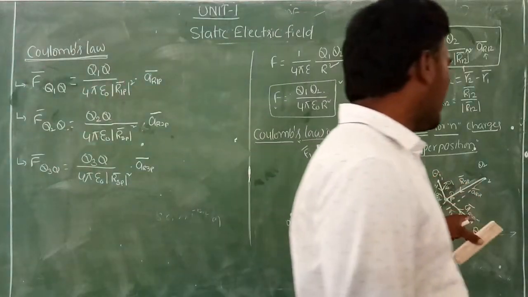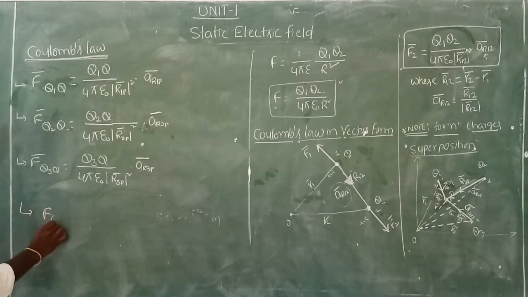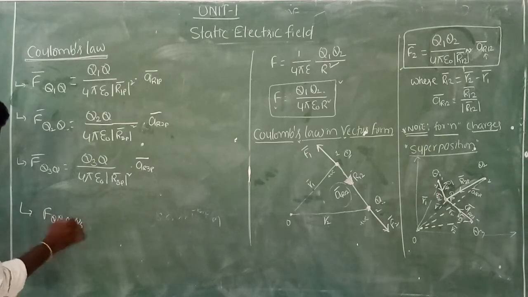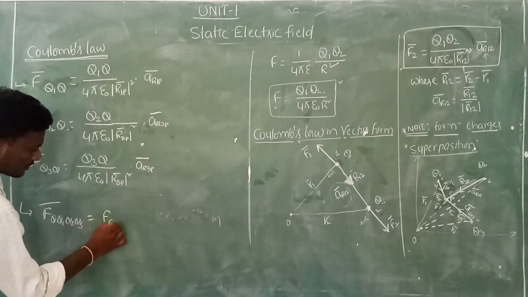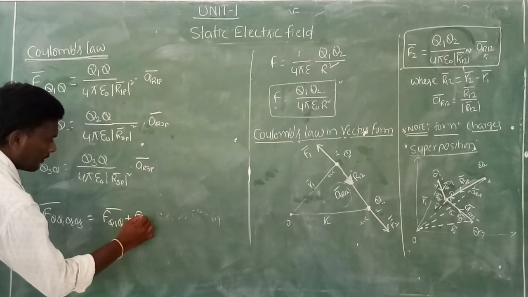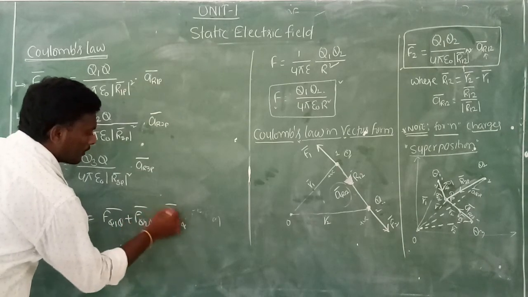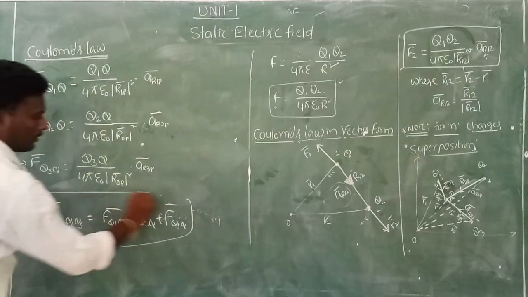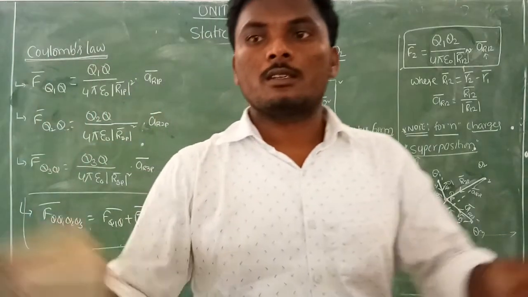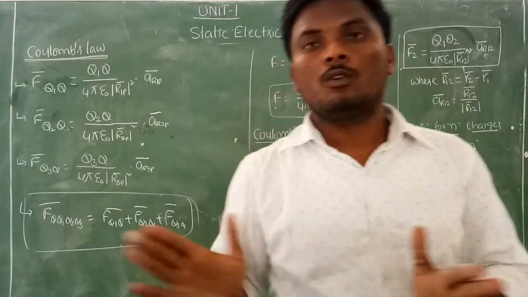After considering all the charges, finally what we have to do: the force exerted on Q due to all charges, that means Q1, Q2, Q3, is equal to the summation of all the forces, F Q1Q bar plus F Q2Q bar plus F Q3Q bar. This is the procedure to calculate the force whenever we have more than two charges. So up to now we have completed Coulomb's law.